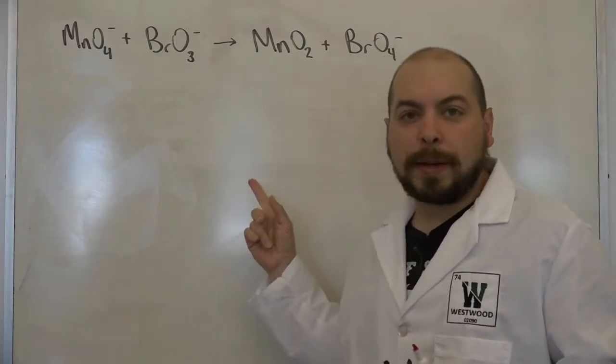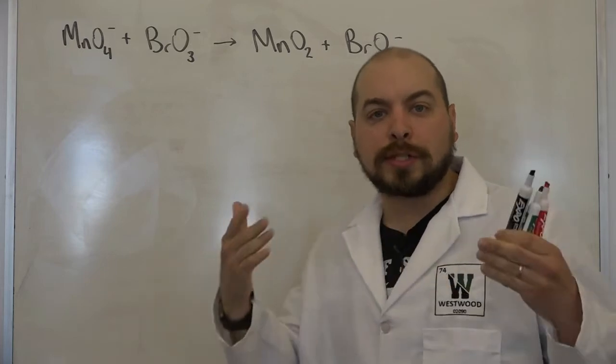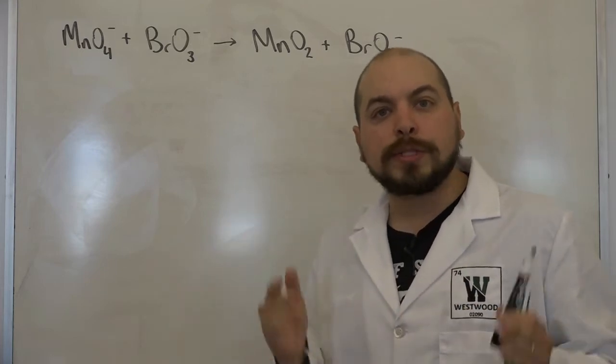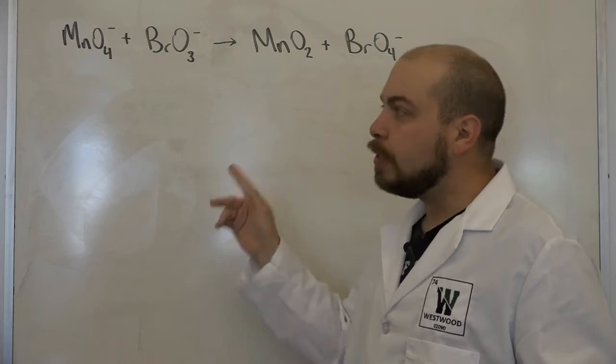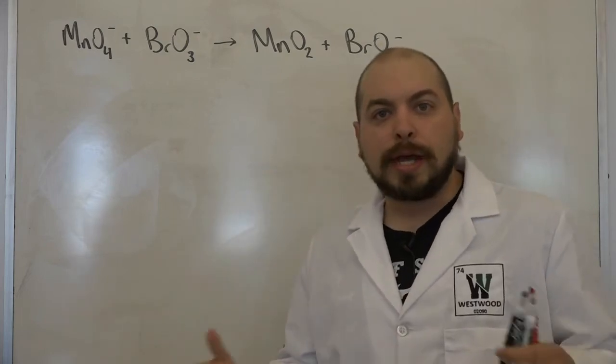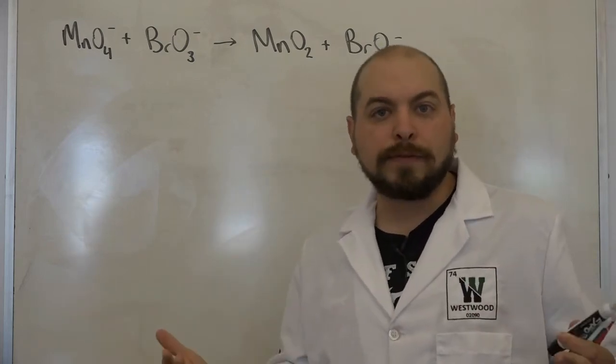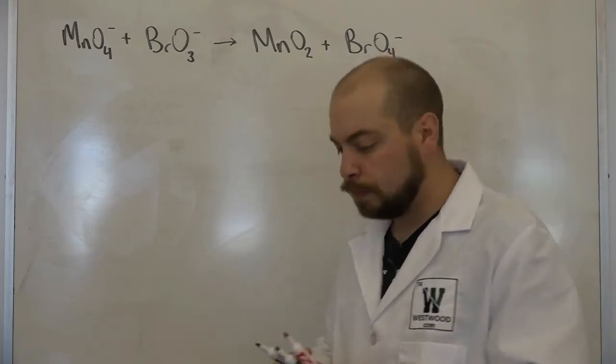Now the cool thing about the technique is that they start the same way. So the first thing we need to do is assign oxidation numbers, then separate into half reactions, and balance the half reactions individually. So let's go ahead and do that first.